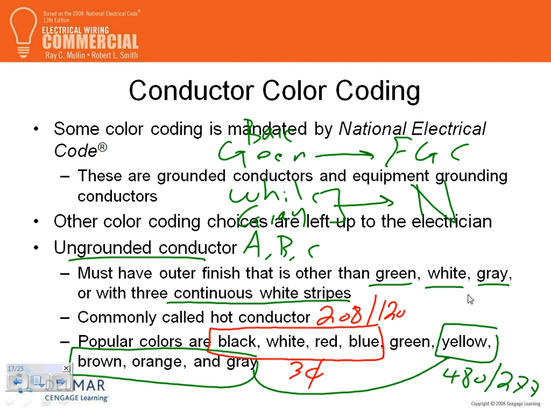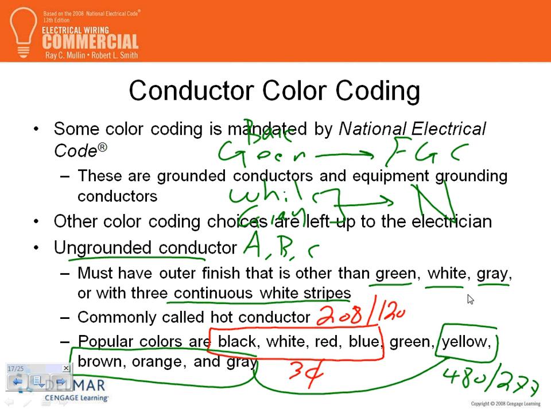These are the three colors that they use for a 208/120 three-phase system. And for the three-phase 480/277, these are the colors that they use. Now the ground can be used with either system: green or bare conductor can be used with either system.